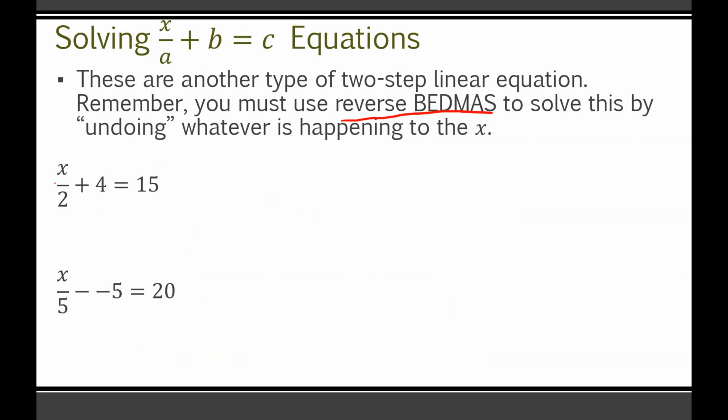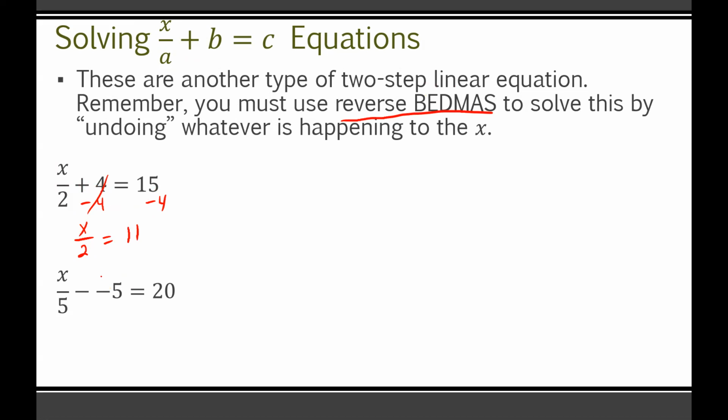Okay, so let's have a look at this first example. x over 2 plus 4 equals 15. We want to get x all by itself, so we need to use reverse BEDMAS. Let's start by getting rid of any addition or subtraction. So let's minus 4 from both sides to get rid of that plus 4, right? This is going to give us x over 2 equals 15 minus 4, which is 11.